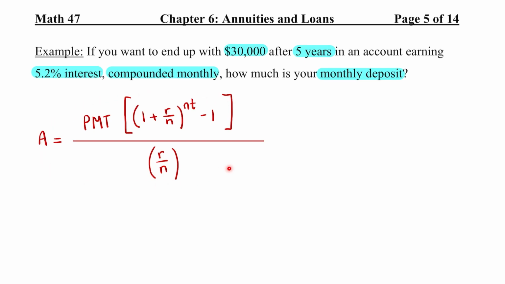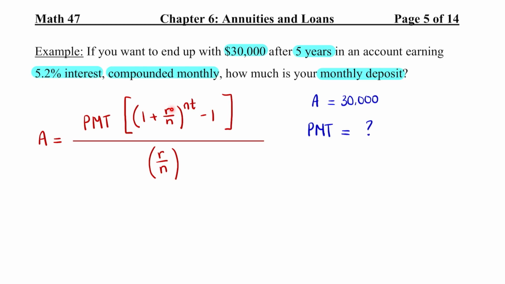This is my annuity formula. A is the amount of money that I have in my account after 5 years. So in this case, A is 30,000 because I want to have $30,000 after 5 years. PMT is the amount of regular deposit. Do I know how much I need to deposit into my account each month? No, I don't. That's the question. So my PMT is what I'm looking for.